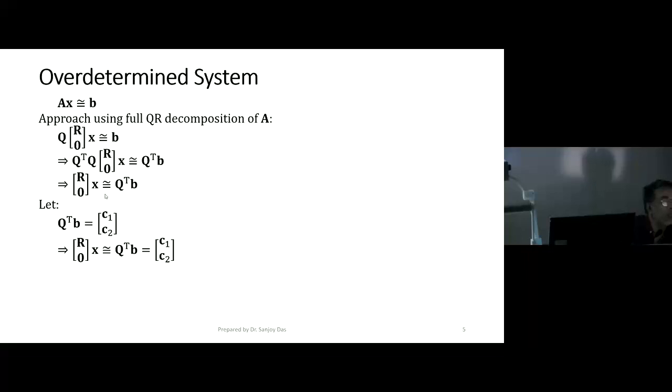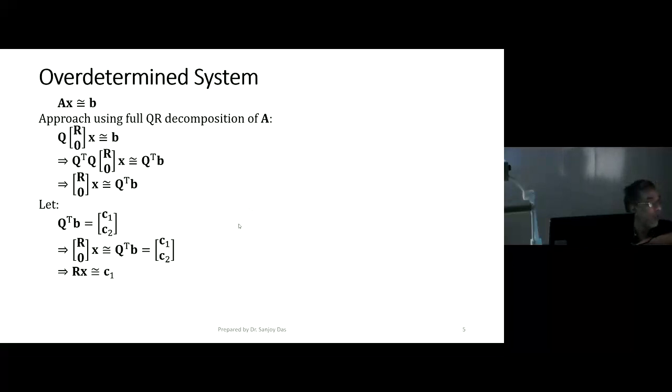Okay, so what I can do is say that Q transpose B is C1, C2, where I'm writing this as a block vector. C1 has the first n elements, n as in New York, and C2 has the remaining m minus n number of elements. Okay, so this is what I have. R0 x is approximately equal to C1, C2. I put the approximately equal to here.